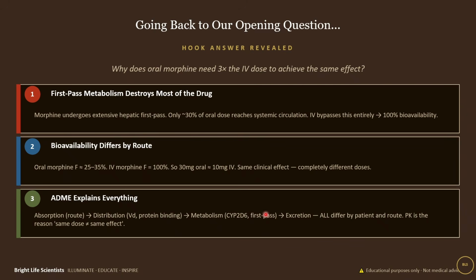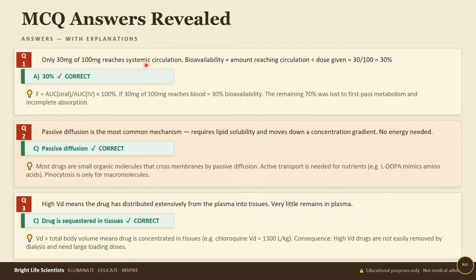Then we also have excretion. These all differ between oral and IV administration. This is the fundamental reason why the same dose does not equal the same effect. Now for our MCQs, the answers are also here.